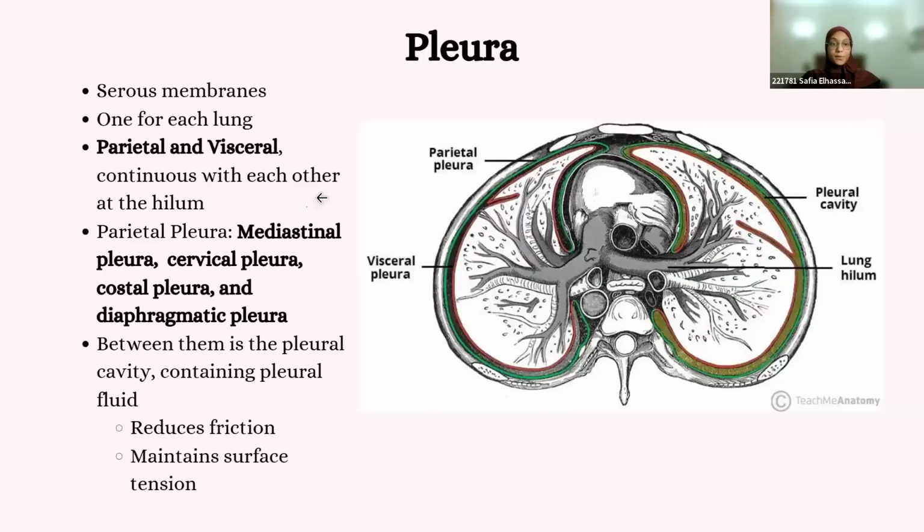All right, so let's move on to the pleura. So the pleura are these coverings that are located around the lungs. They're serous membranes, and you have one for each layer. So you have a parietal one and you have a visceral one.